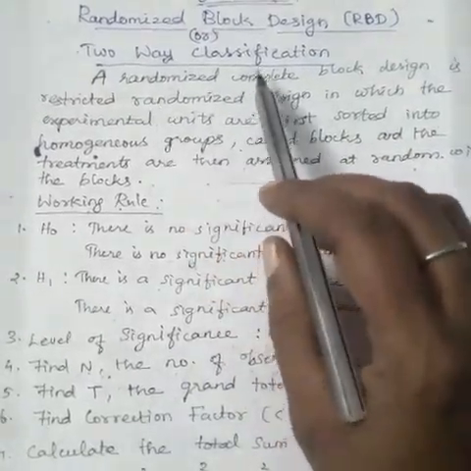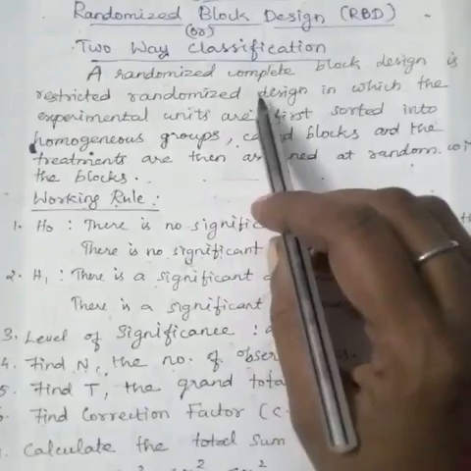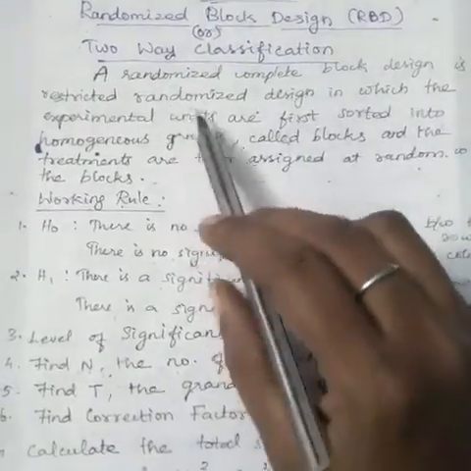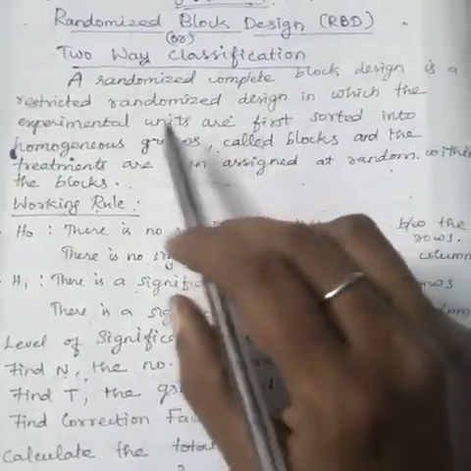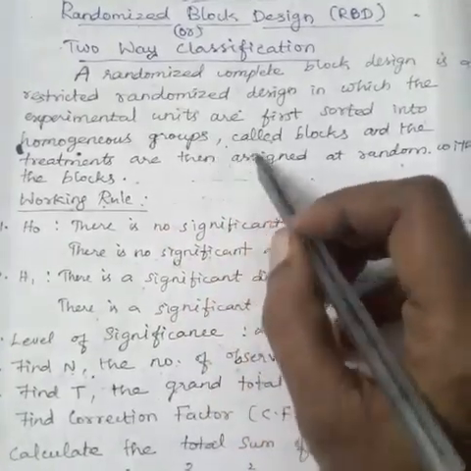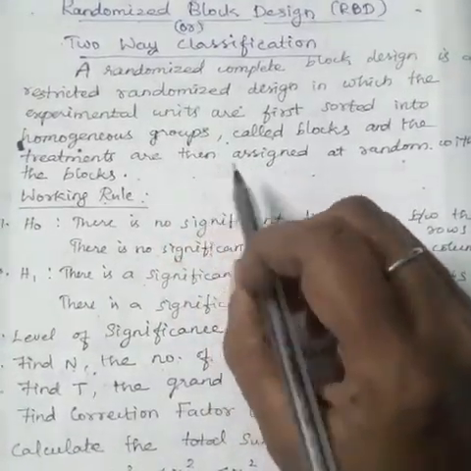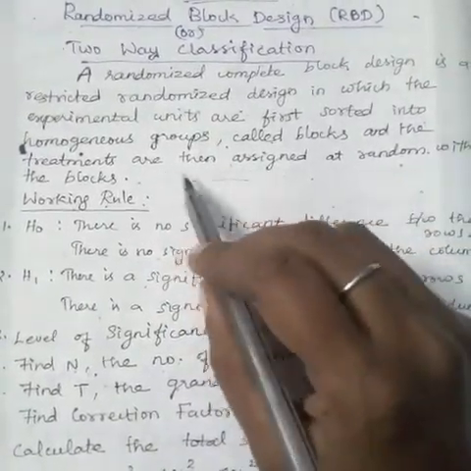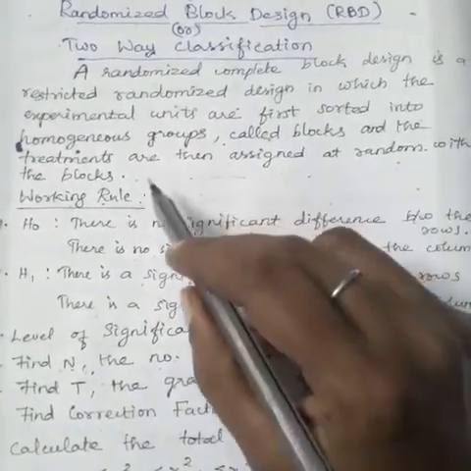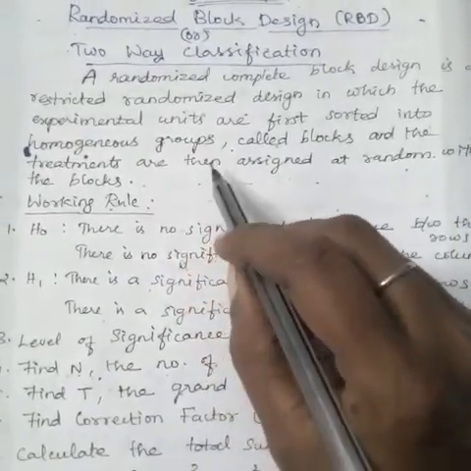What is meant by RBD? A randomized complete block design is a restricted randomized design in which the experimental units are first sorted into homogeneous groups called blocks and the treatments are then assigned at random within the blocks. So, randomized block design.